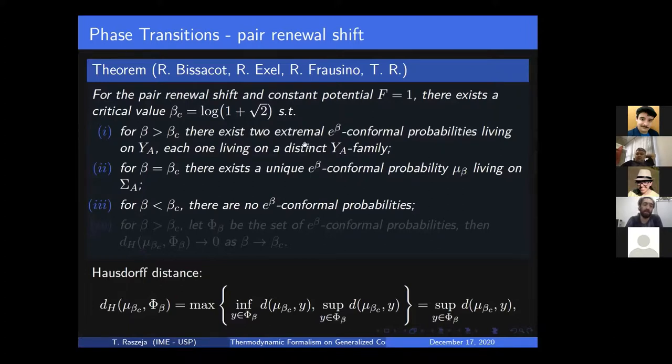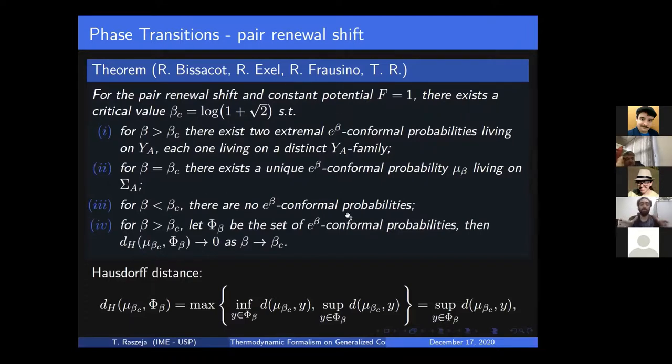So we have uncountably many conformal measures in general, because every convex combination is also a conformal measure. Exactly at the critical value, you have a unique one, which is the one living on sigma A. And in the remaining case, you have no conformal measures at all. More than that, the whole set of conformal measures for beta greater than the critical value collapses to this measure at the critical value when you take a limit.